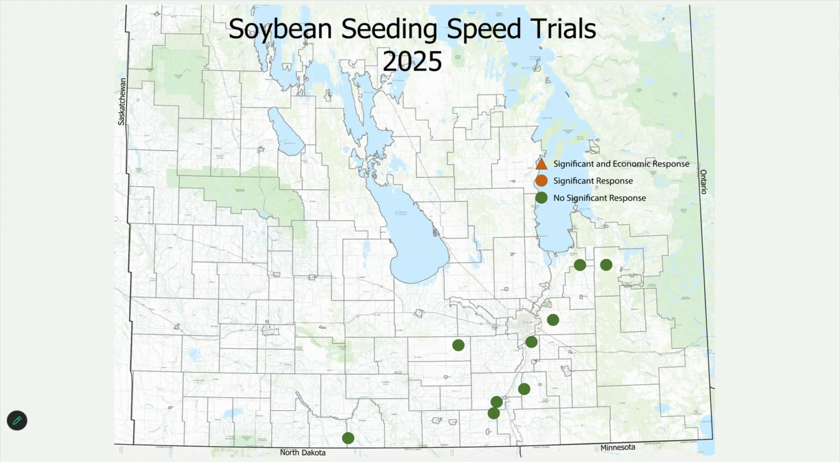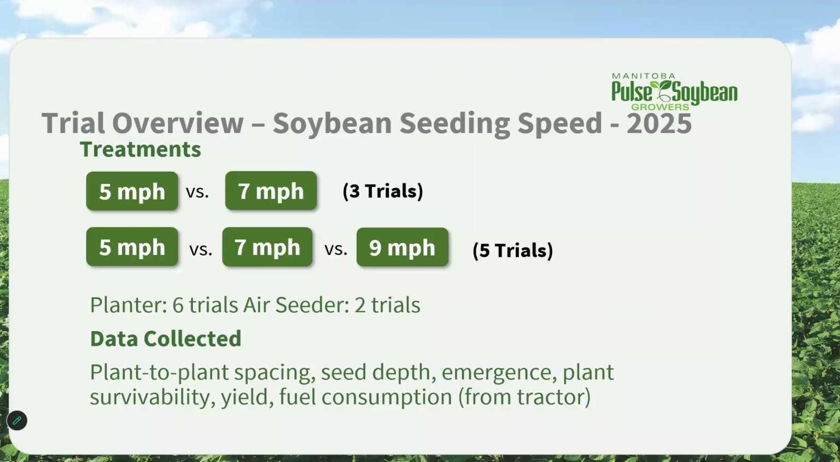So we had 8 soybean seeding speed trials located by the green dots. 3 trials compared 5 to 7 miles per hour, and 5 trials compared 5, 7, and 9 miles per hour. And that 7 miles per hour is, for the purposes of this trial, deemed the farm's normal speed. With that, then we had the slower and faster speeds as comparison.